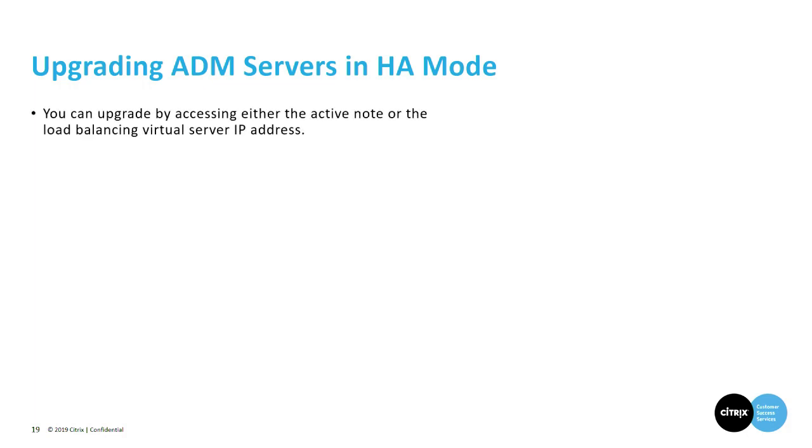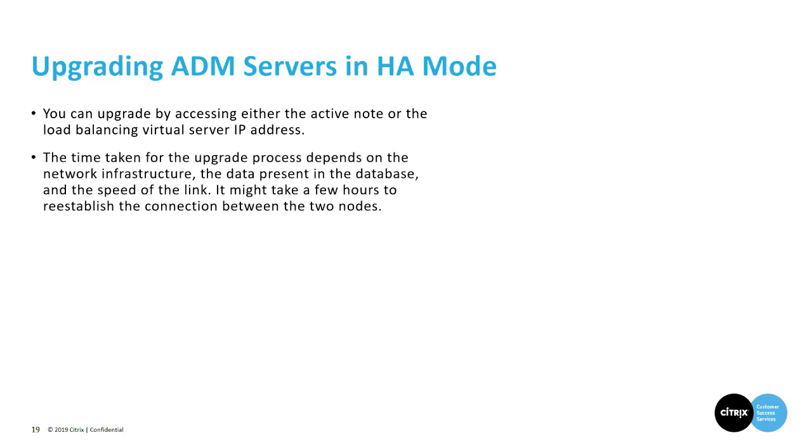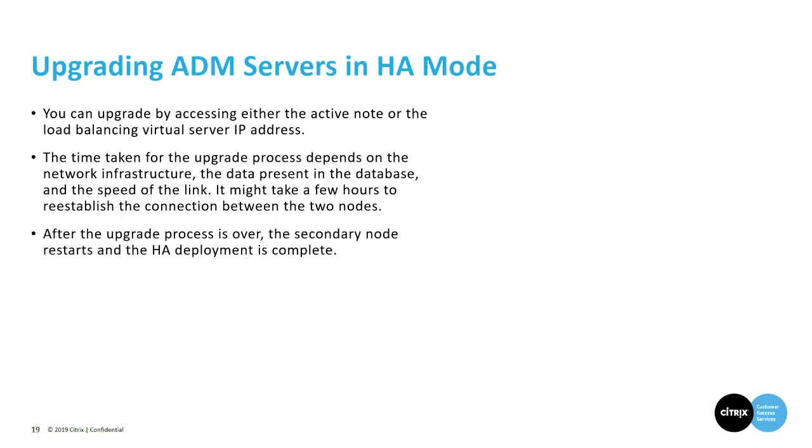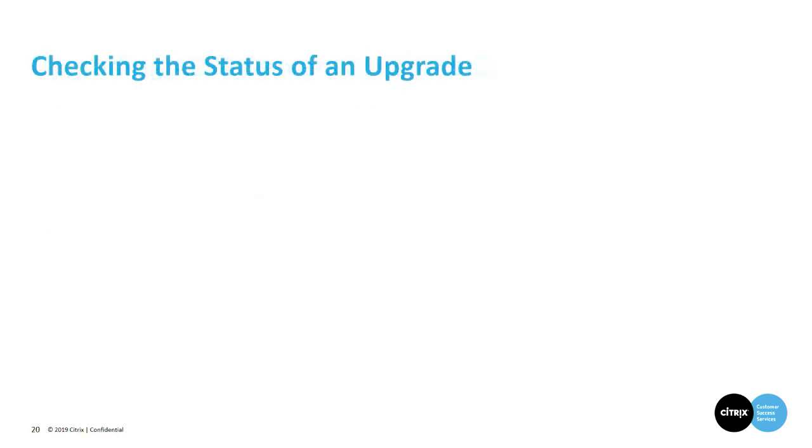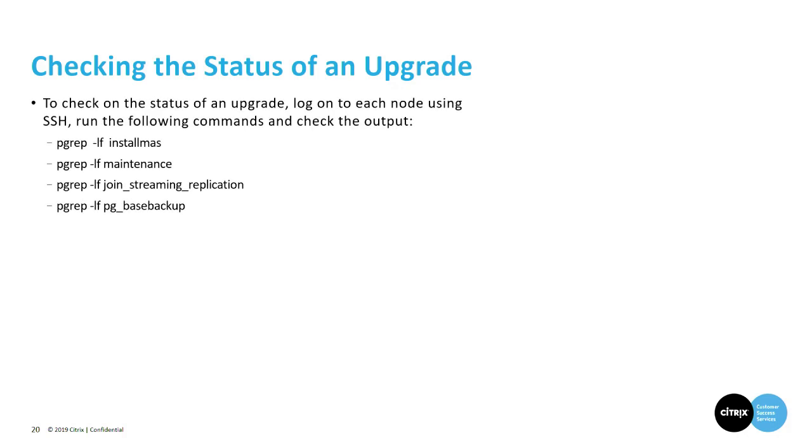So upgrading in an HA deployment, you can upgrade by accessing the active node in the load balancing pair. And again, the upgrade time depends on the size of your infrastructure, the speed of links, and the size of the database. After the upgrade and the secondary starts, you should continue to get data. In the off chance that you're running the upgrade and you feel like it's hung or something is not happening that should, these are some of the logs that you can look at on ADM itself to see what's going on with the upgrade, to see if it's successful or failing, if you need to open a case with support, and find out what's going on.